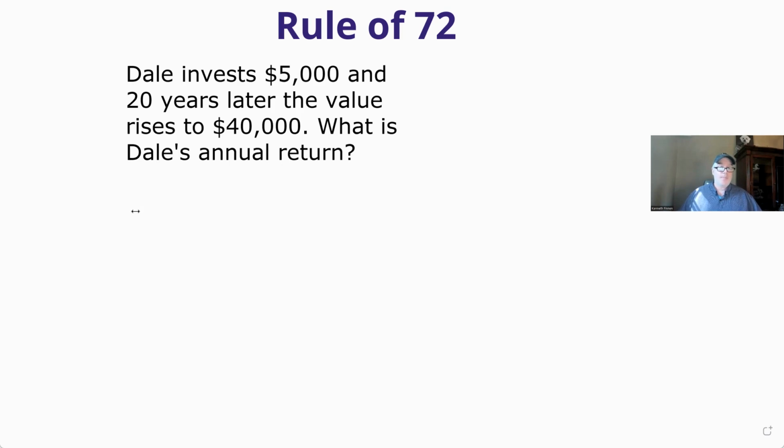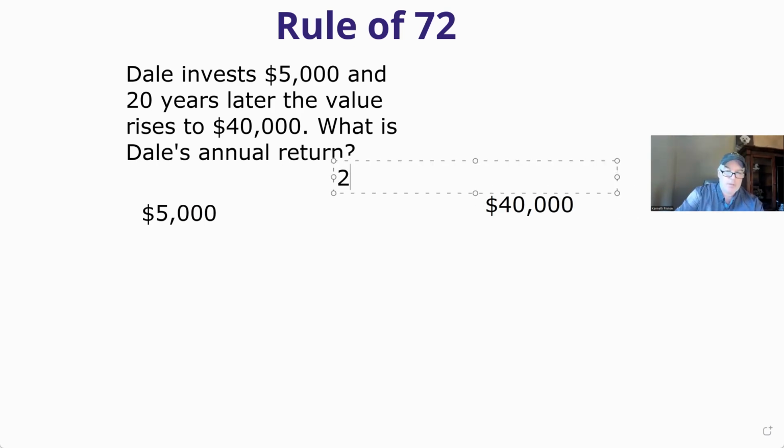So we started with 5 grand, and let's just give it a shot to see if this whole 72 thing works. It goes to 40 grand, and that's over 20 years, right? Okay, 20 years. Now, let's work through this and see if it doubles.